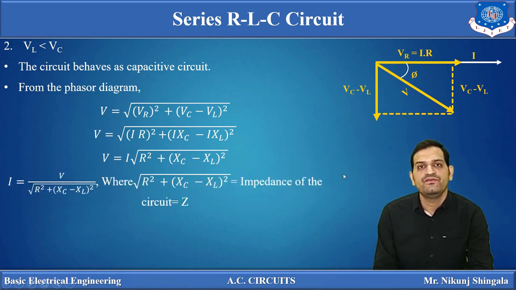Now I is equal to V divided by square root of R square plus (XC minus XL) whole square. Now we know I is equal to V divided by Z. So this term is nothing but the impedance of the circuit. We define this as the impedance of the circuit, and it is denoted by capital Z. So I is equal to V divided by Z.